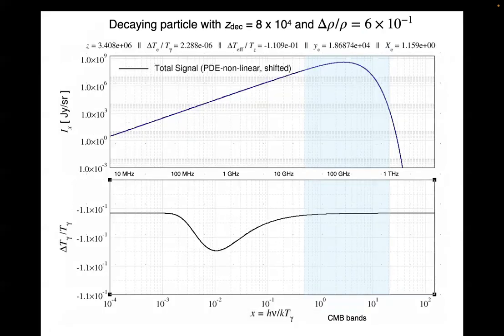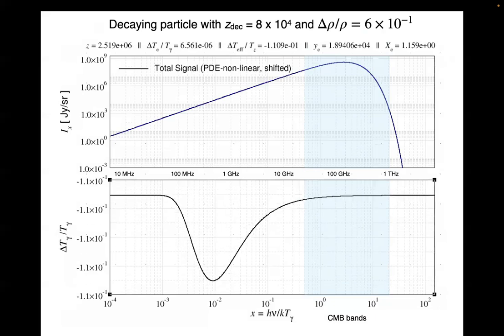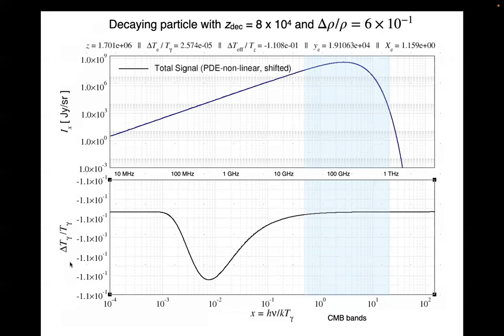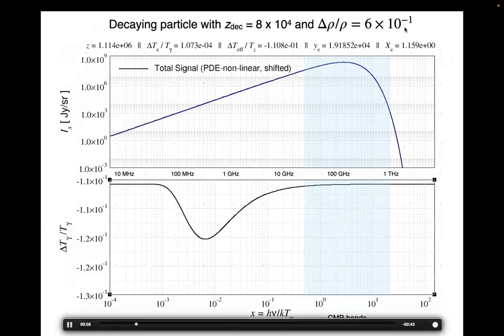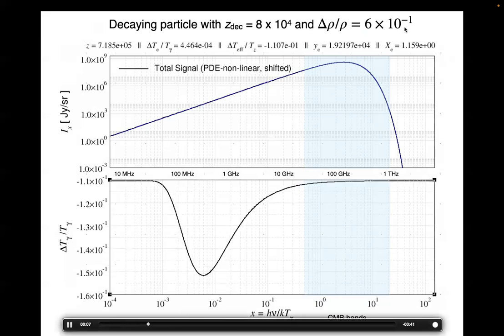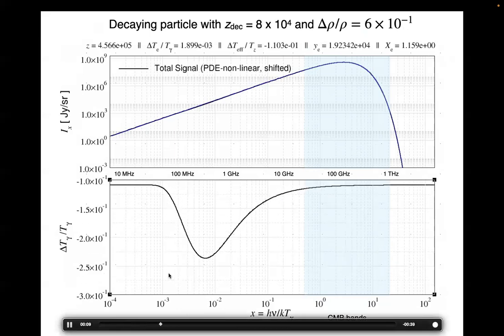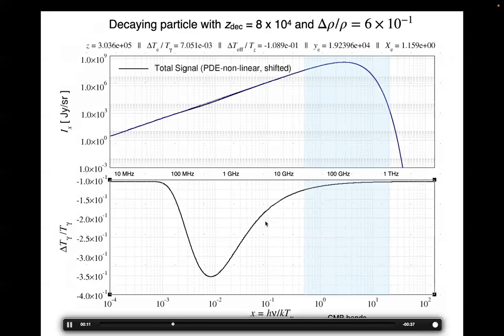We are also with CosmoTherm able to calculate large distortion signals. So now I'm not showing the difference, the real distortion, but I'm showing the total spectrum here in the upper panel. And here again, the distortion. I'm now starting at slightly later redshifts, but I just cranked up basically the energy release process, how much energy was released. And you can see how you create this initially mu-type shape.